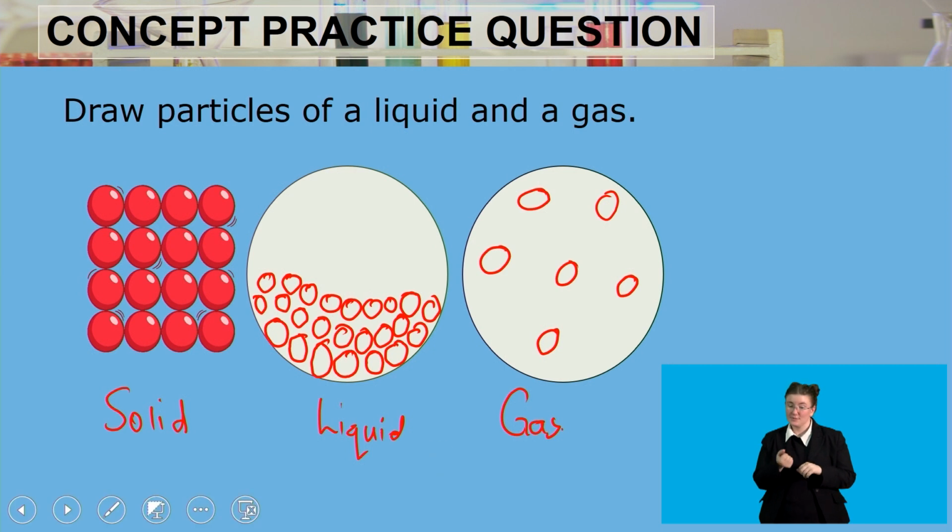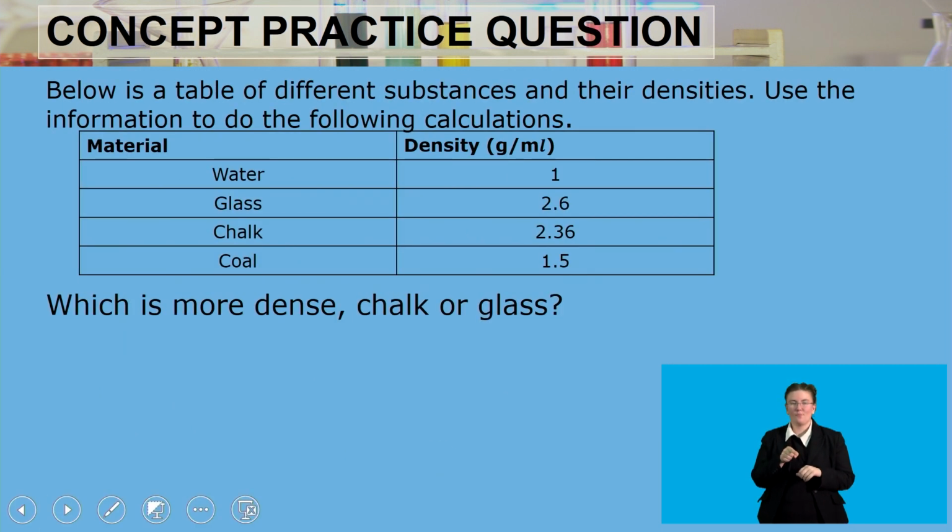So then, our next question has to do with density more intensely. The question that is given to us here says, below is a table of different substances and their densities. We need to use the information to do the following calculations. So what calculations are they referring to? We'll see. We are asked here, which is more dense, a chalk or a glass?